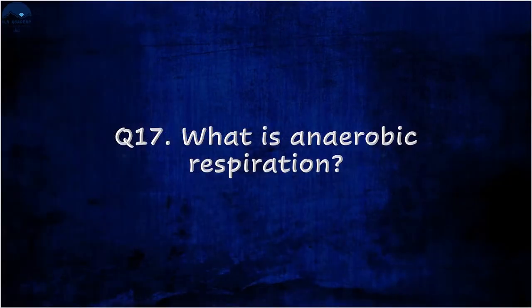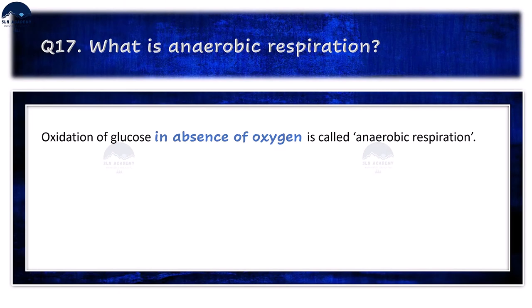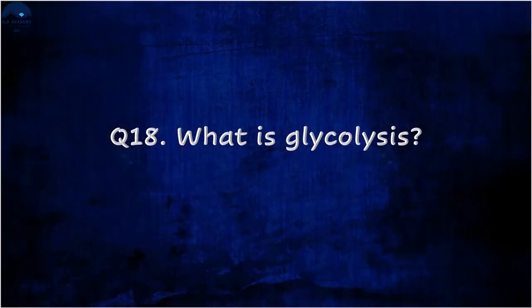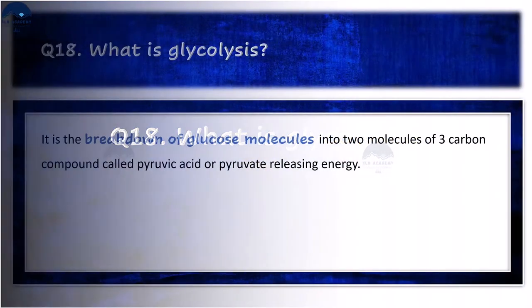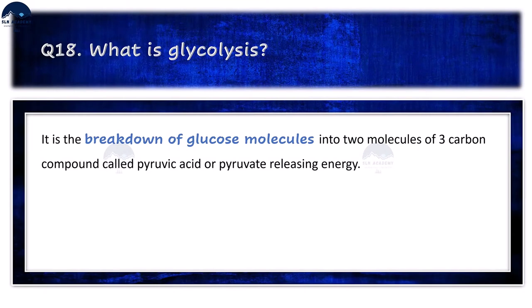Question 17. What is anaerobic respiration? Oxidation of glucose in absence of oxygen is called anaerobic respiration. Question 18. What is glycolysis? It is the breakdown of glucose molecule into two molecules of three carbon compounds called pyruvic acid or pyruvate, releasing energy.